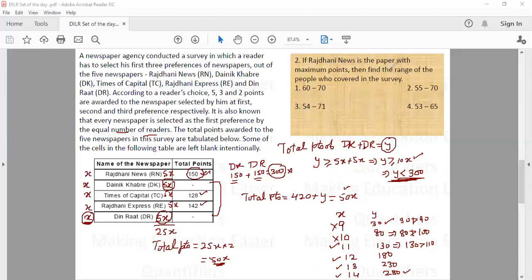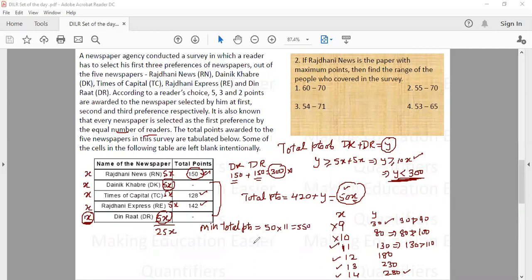Now the question says the range of the people who are covered in the survey. So I have to find the minimum number of total points and the maximum number of total points. For the minimum total points, I know that the total points are 50x. To get the minimum total points, the value of x should be minimum, and the minimum x possible is 11. So 50 into 11, 550.